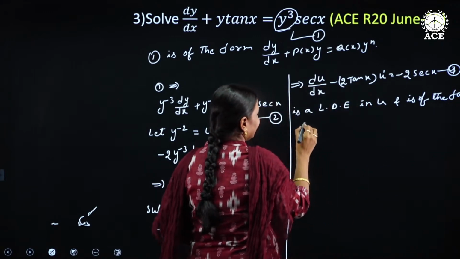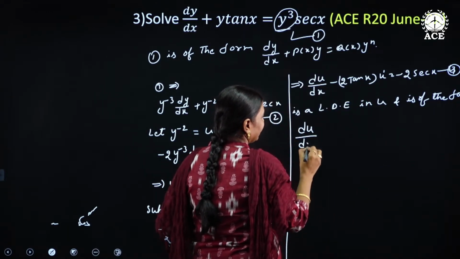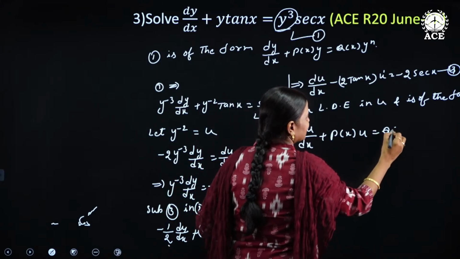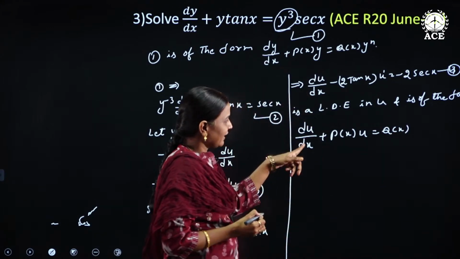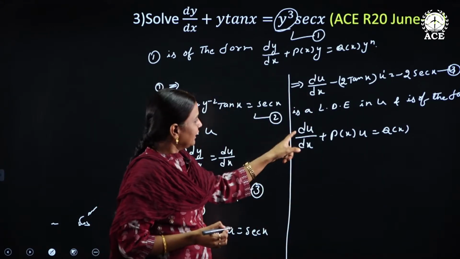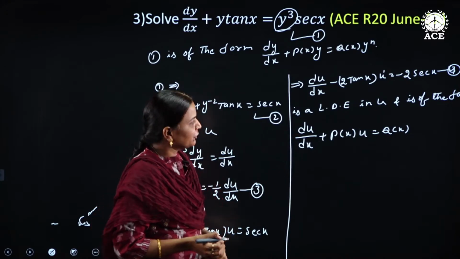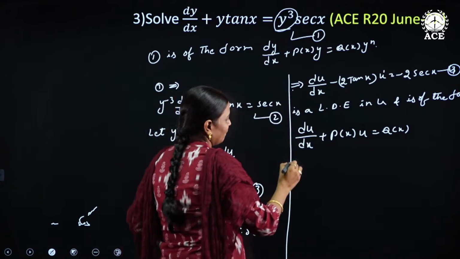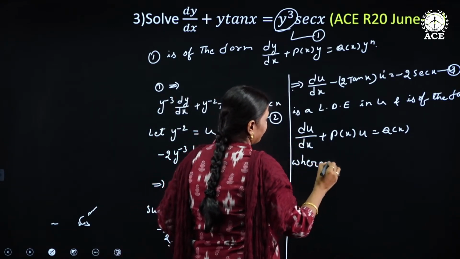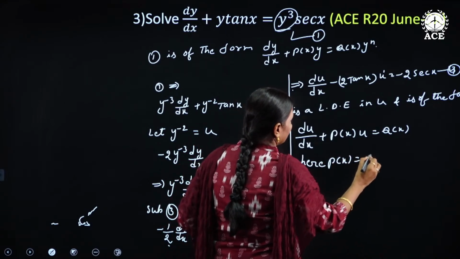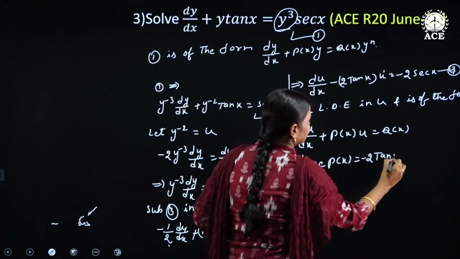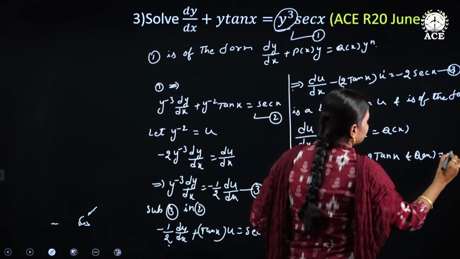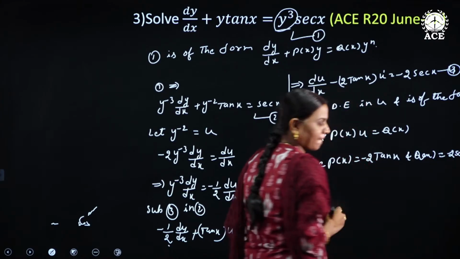What is the standard form of a linear differential equation? Du by dx plus p of x into u is equal to q of x, linear in u. So that is why write standard form also in terms of u. Du by dx plus p of x into u is equal to q of x. Again compare equation 4 with this standard form, where p of x is equal to minus 2 into tan x and q of x is equal to minus 2 into secant x.